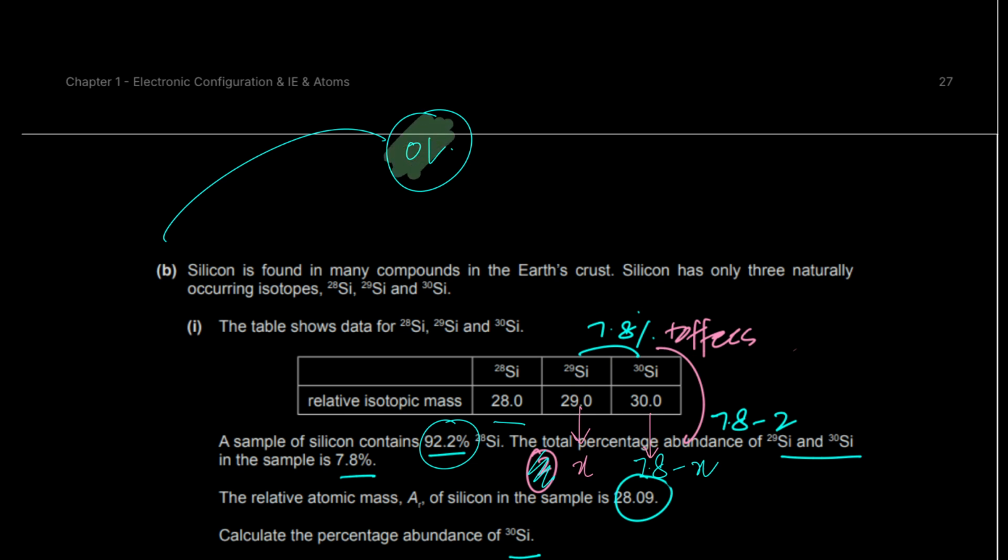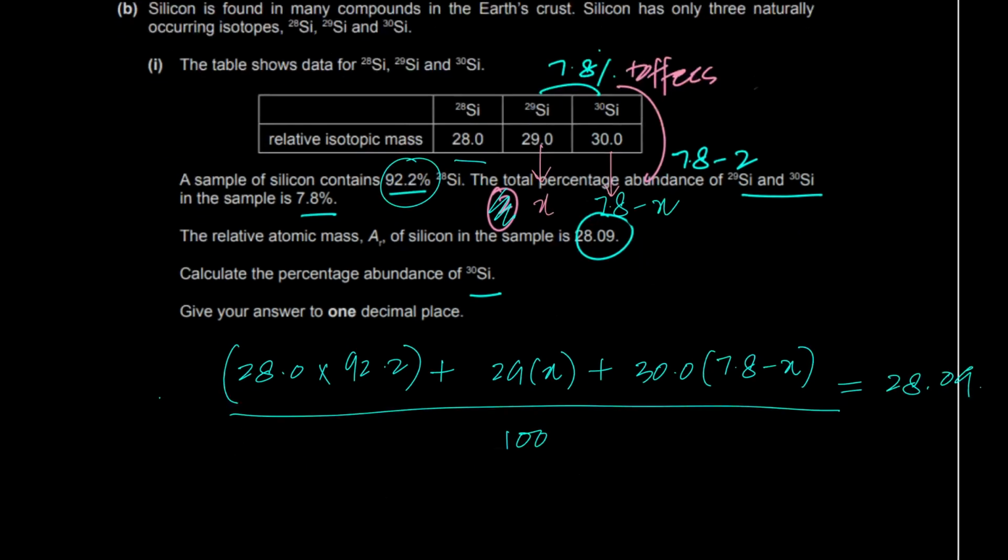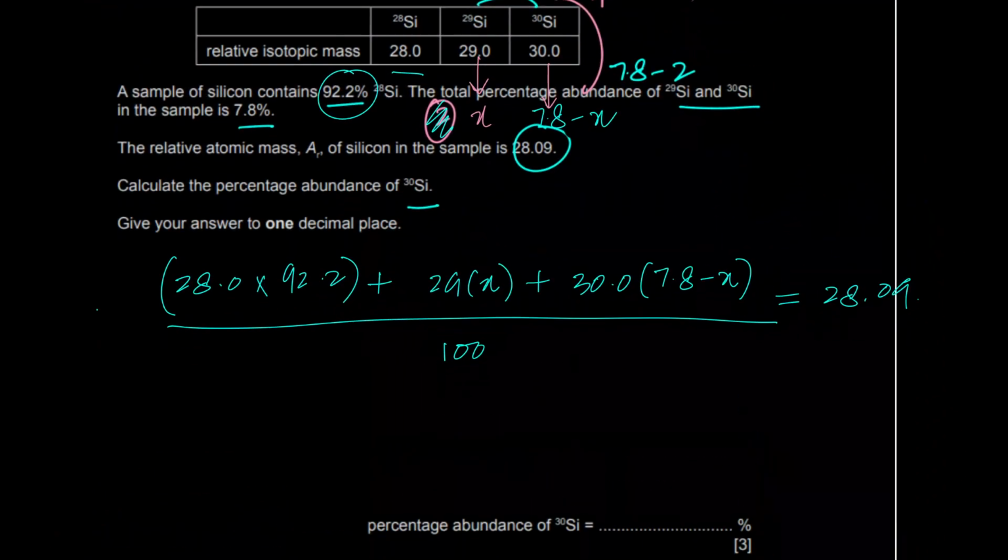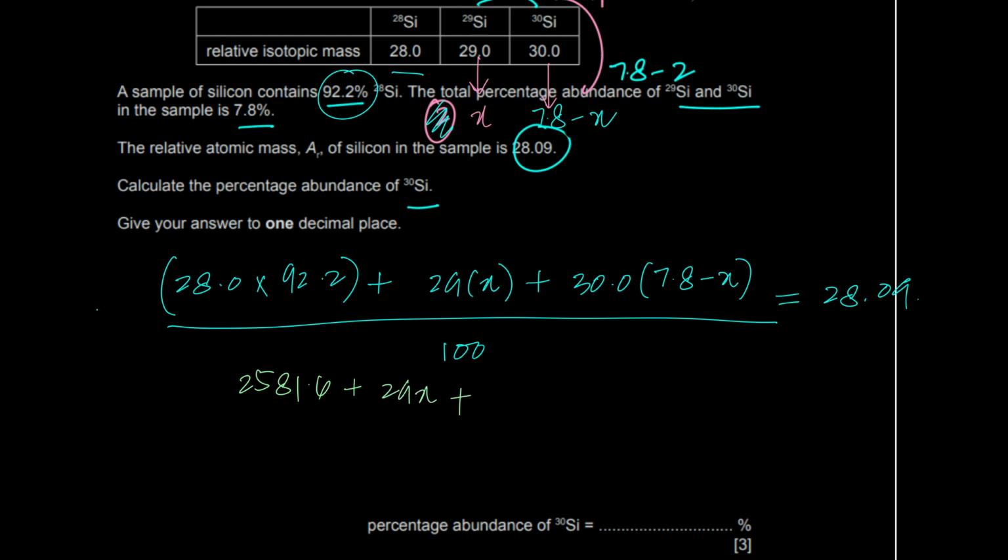Although such difficulty may not be required, I'm writing O levels here so that they can also be mathematically sound. Okay, what do we get? Can somebody calculate it for me? 28 times 92.2 gives me 2581.6, plus 29x, plus 30 into 7.8, that gives me 234 minus 30x, and this 100 I'll multiply it there, so it's equal to 2809.